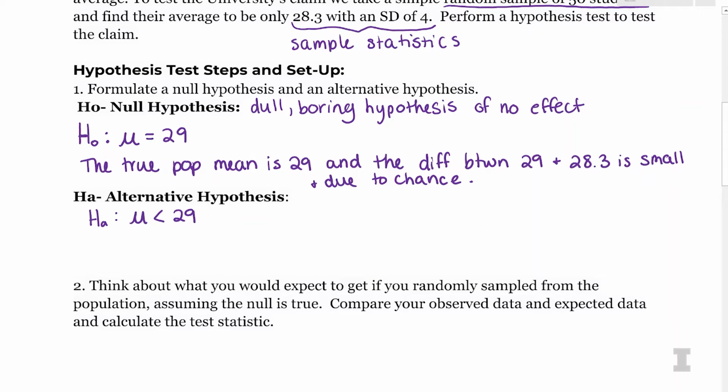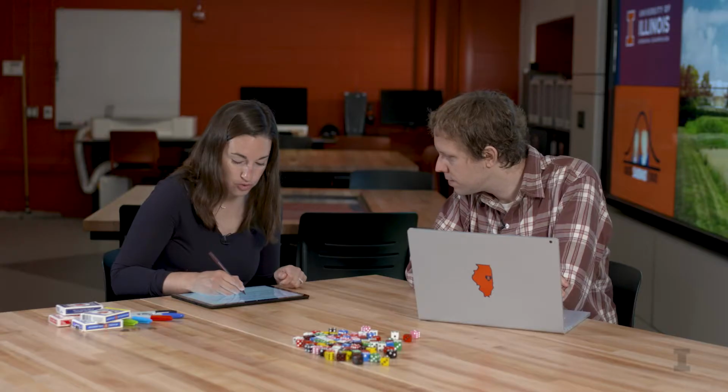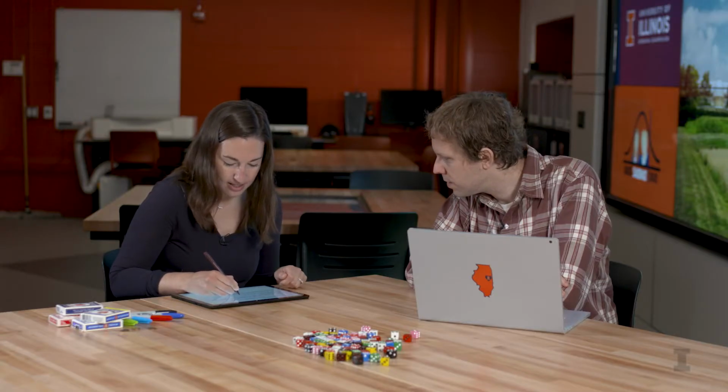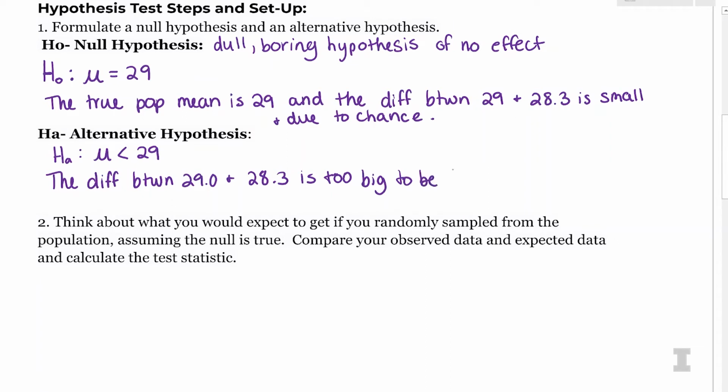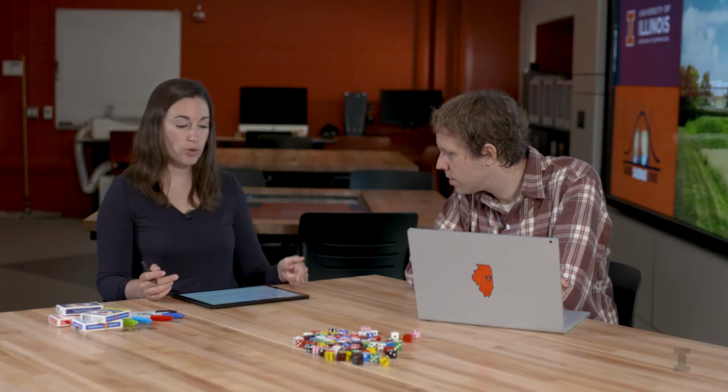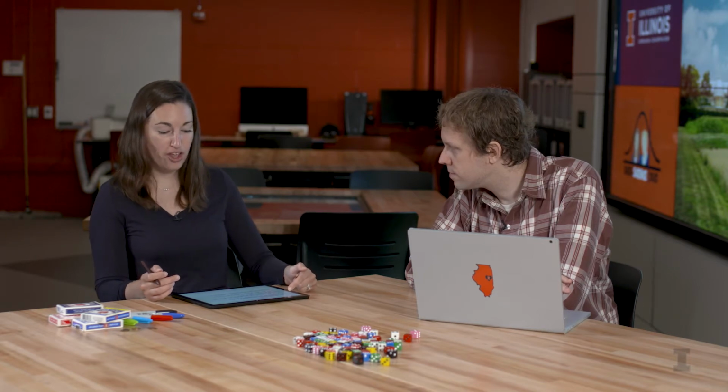I could say the difference between 29.0 and 28.3 is, I could say it's too big to be due to chance. Again, I could also say that the university is inflating their ACT average. So at the end of the test, we're going to say if there's evidence for the null hypothesis or evidence for the alternative hypothesis. So it's always good to write them down at the beginning, just so we remember why we're doing the test.